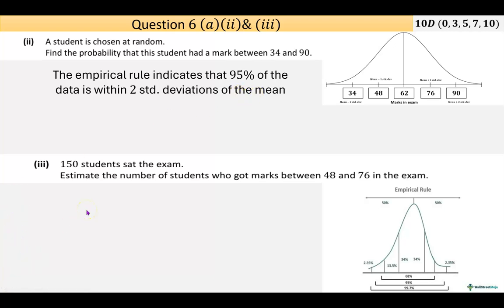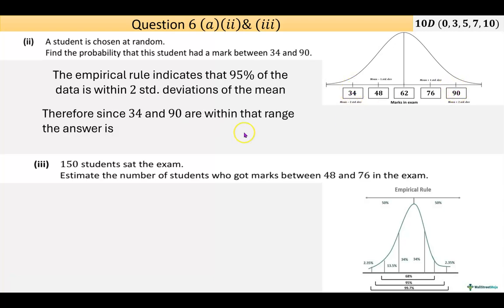Now, the empirical rule means that if you're within two standard deviations of the mean, you're between 34 and 90, based on your previous work. Okay, 34 and 90 are within that range. Now, they're at the edges of that range, but they're still within the range, and that's the 95%. So again, this question is tricky because you kind of have to have an understanding of the empirical rule.